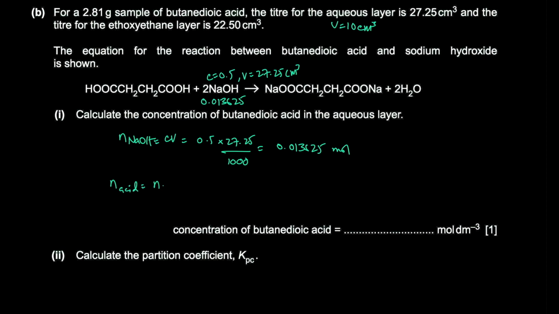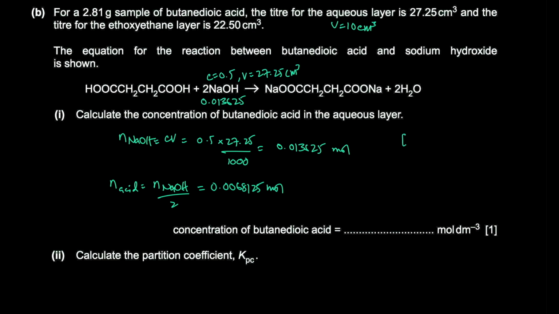That means that the number of moles of butane dioic acid is the number of moles of sodium hydroxide divided by 2, right? Because we have a 1 to 2 ratio. 2 moles of sodium hydroxide reacts with 1 mole of acid. That gives us the number of moles of acid as 0.0068125 moles.